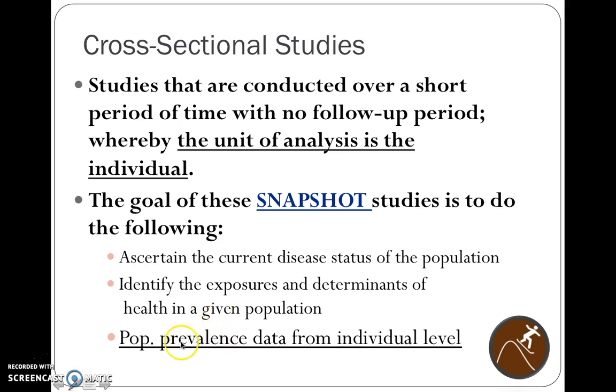And then we can take all of the data for a particular cross-sectional study and maybe even estimate what the prevalence is for that population. So what's the prevalence of smoking among students attending a particular university? Or what's the prevalence of e-cigarette use among high school teenagers?